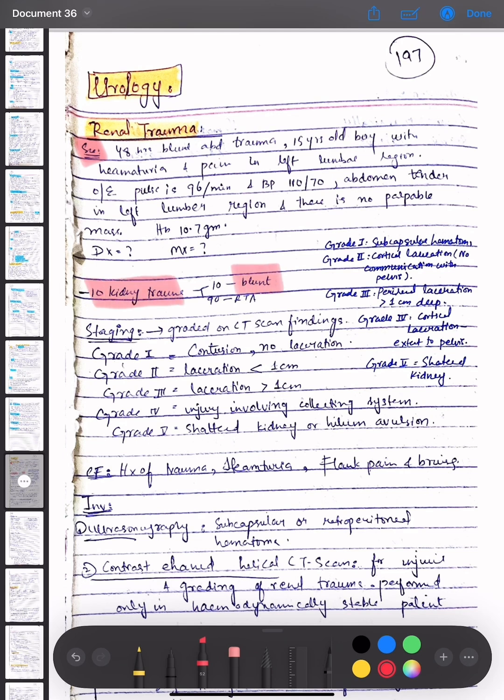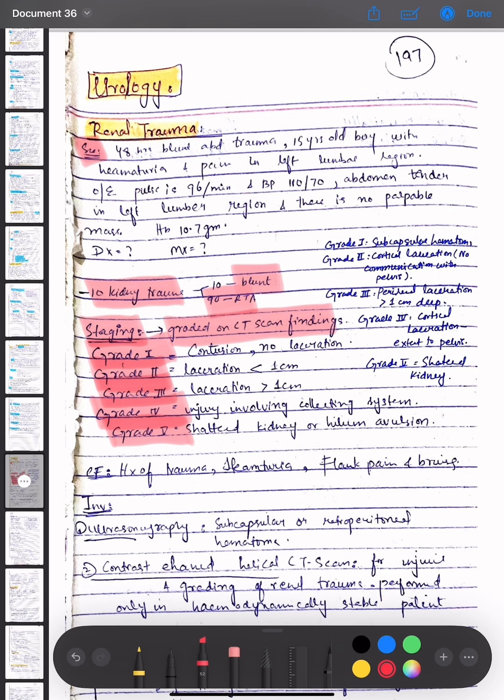The staging of the trauma is graded on CT scan findings. Grade 1 is contusion and contains no laceration. Grade 2 is laceration that is less than 1 centimeter. Grade 3 are lacerations that are greater than 1 centimeter, and grade 4 are injuries involving the collecting system. Grade 5 is shattered kidney or hilum avulsion.